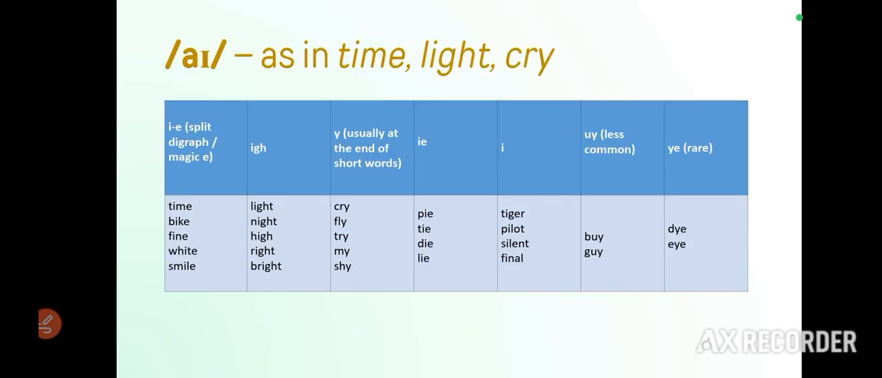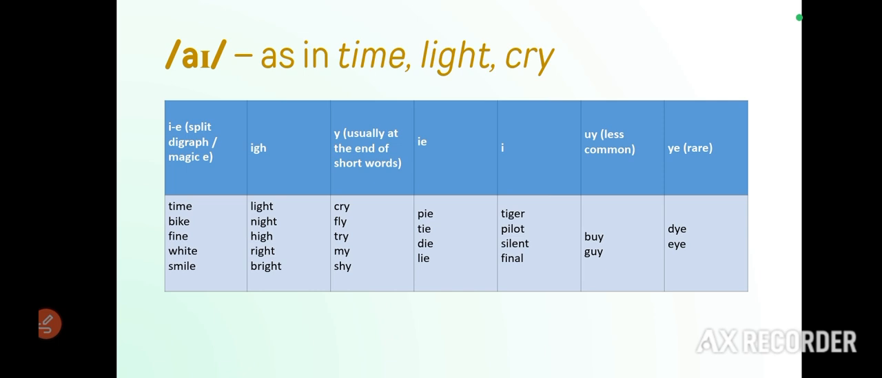In our I, this sound is pronounced as I. Pronounce after me. I, as in time, light, and cry. We can see it when it's split. It can appear as time, as bike, fine, white, smile.